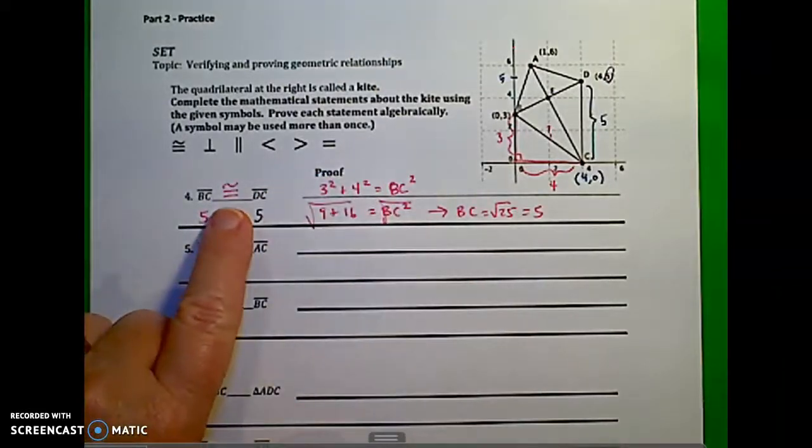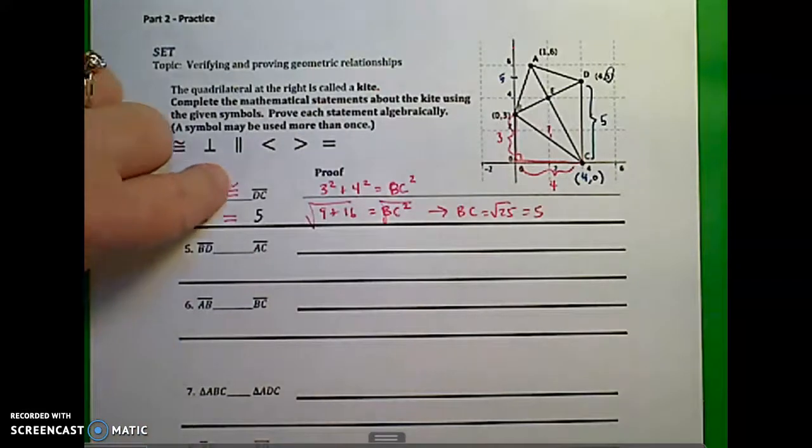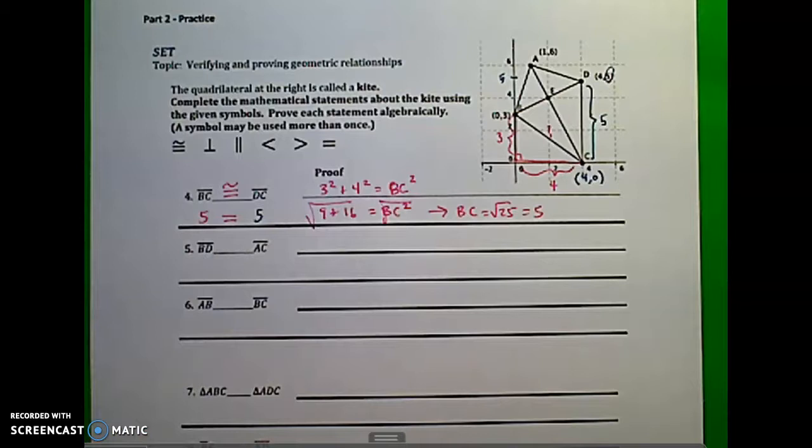Now we don't want to show equal there. 5 equals 5, but a segment is congruent to another segment. You don't want to use an equal sign when you're using segments. That's basically how this is going to work. So let's try to go through the rest of these. I'm going to pick up the pace a little bit though.